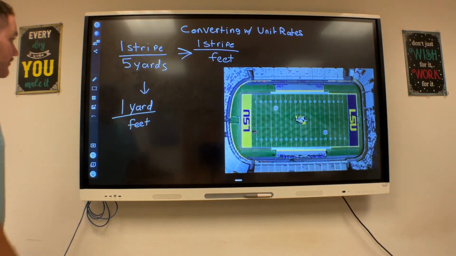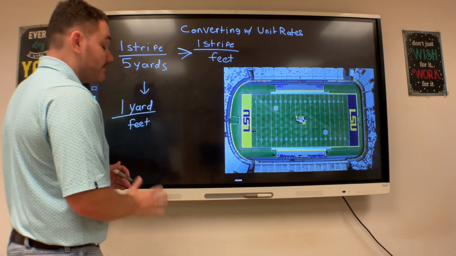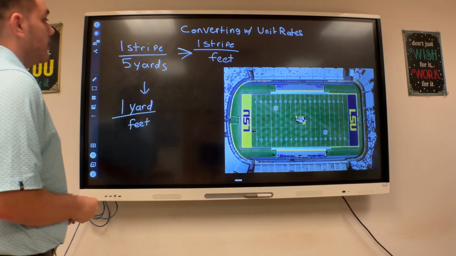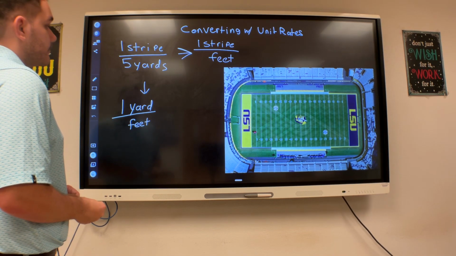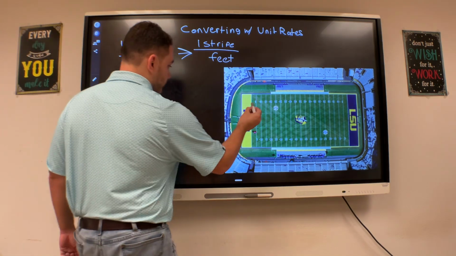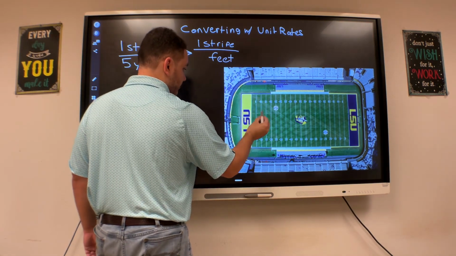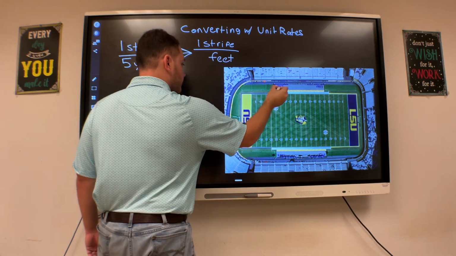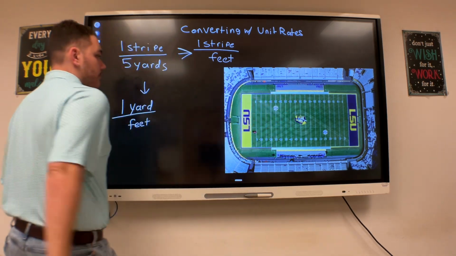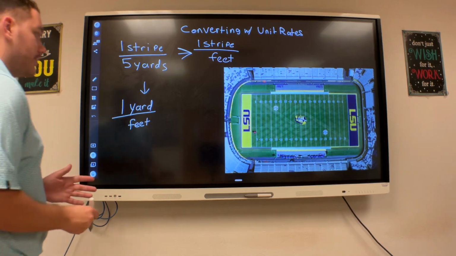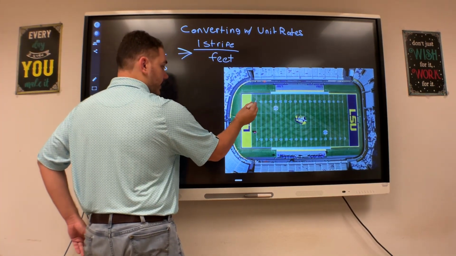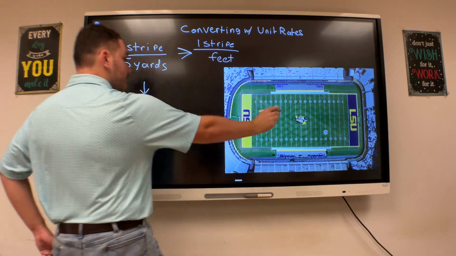Now, sometimes you can have to convert your rates. It's not always going to be even like that. Like I said, for this example right here, most football fields, they have their hash marks 10 yards apart. So it would be 1 at 10, 1 at 20, 1 at 30, 40, and so on. But LSU is different. I think they're the only college that does every 5 yards. So you can see it's 5, 10, 15, 20. It's every 5 yards instead.